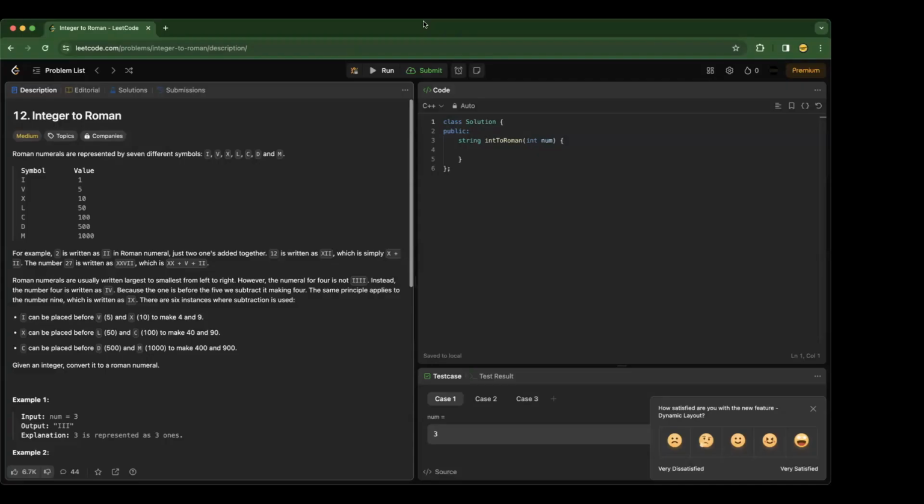Today we'll be doing another DSA problem of converting integer into Roman numbers. So let's get into the problem, understand it, and let's code. So the problem is integer to Roman. It's a medium level problem.